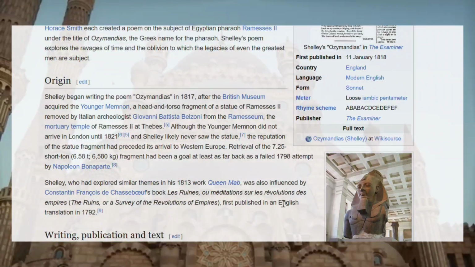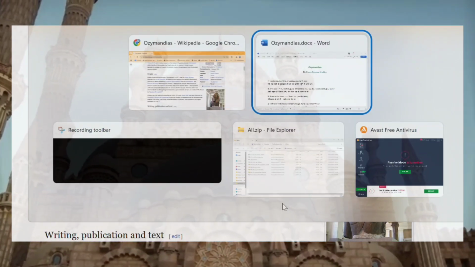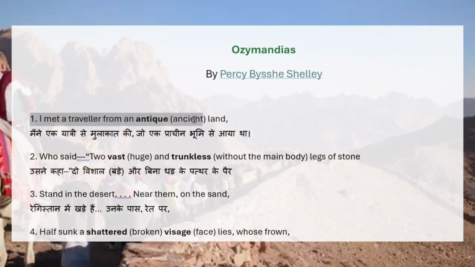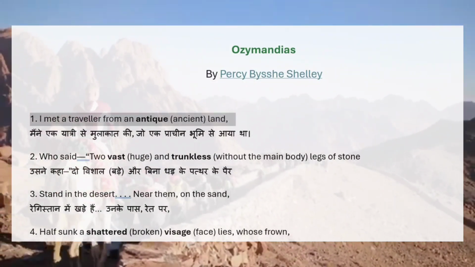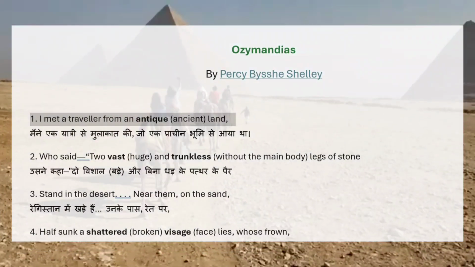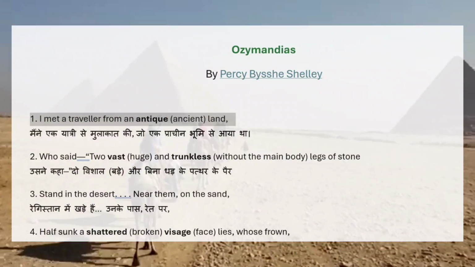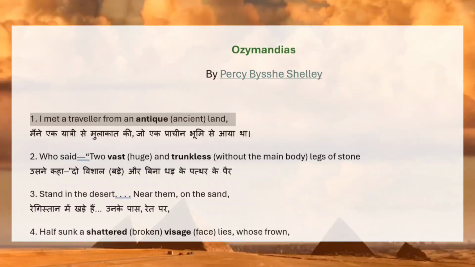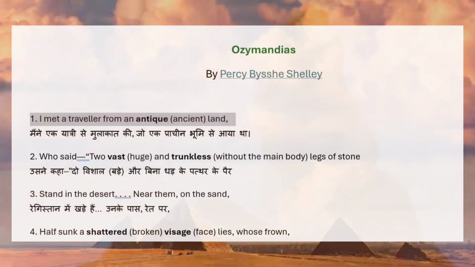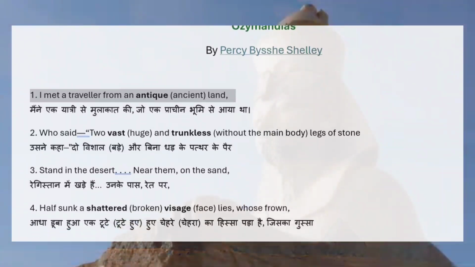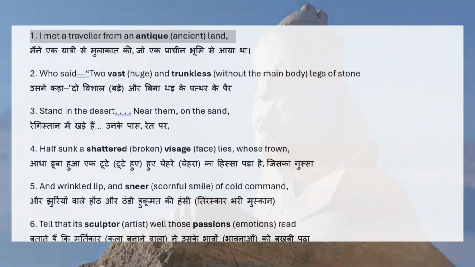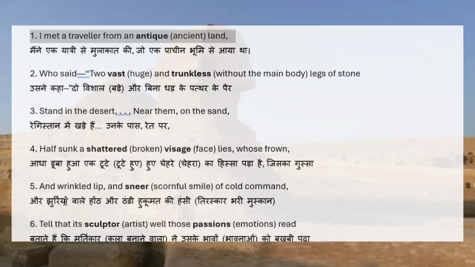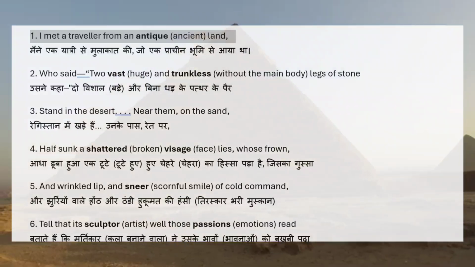Let's now move on to the line-by-line explanation. Line number 1. I met a traveler from an antique land. Here, the speaker introduces the story through the account of a traveler, someone who journeys to distant places, who comes from an antique land, which means a place of ancient civilization, likely Egypt. Shelley uses this introduction to create a sense of mystery and set up the narrative.